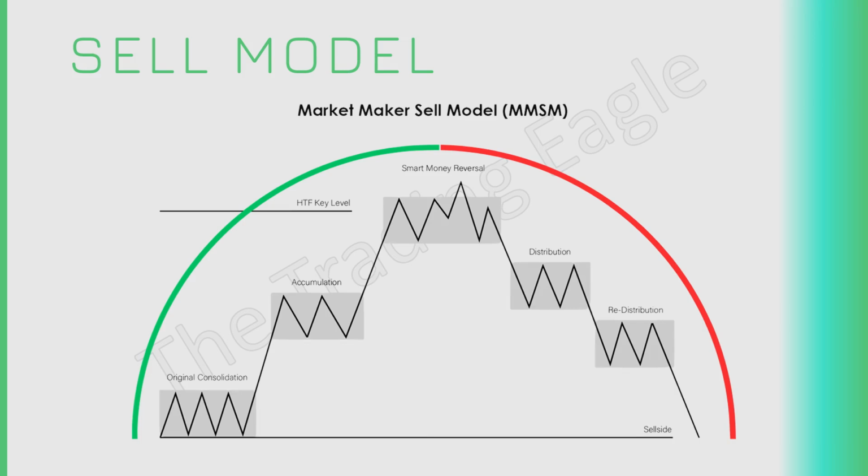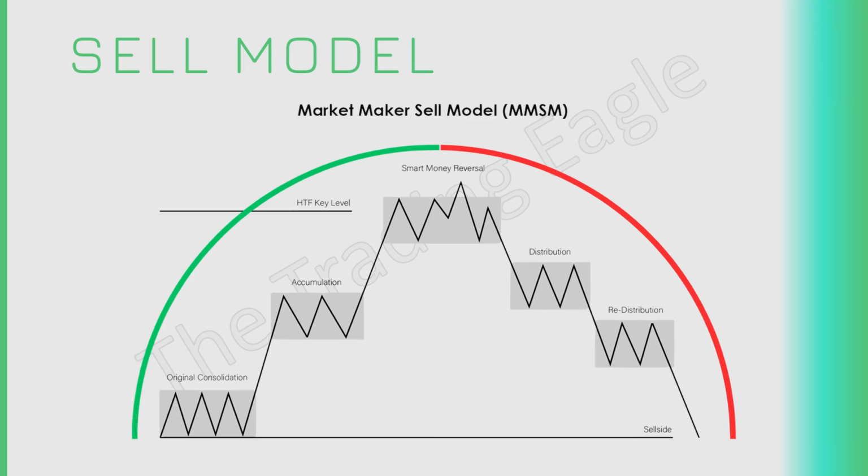So it's basically the same thing. It's just mirrored. The buy side of the curve on a higher time frame makes a sell model, which is basically a buy model on a lower time frame. So this actually depends on the time frame you are looking at.